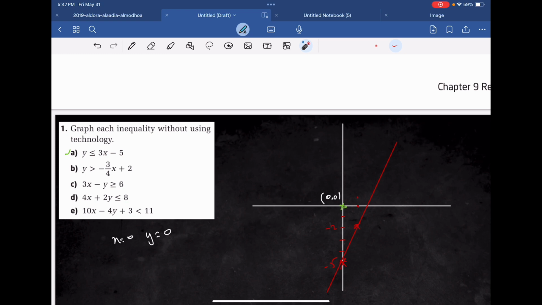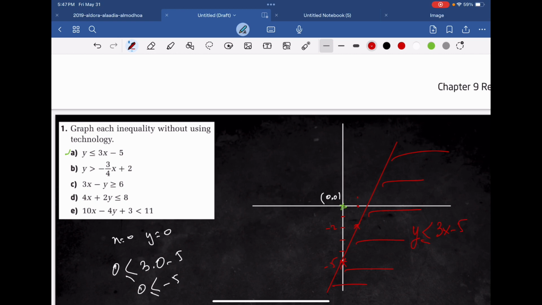So what we will have: my y is 0, so 0 is less or equal to 3 times 0 minus 5. That means 0 is less or equal than minus 5. Is it correct that 0 is less than minus 5? No, it is not correct. So this means that my point 0, 0 is not included in my equation. So the answer will be the other side. So this is my y less or equal 3x minus 5. Perfect. So we just solved that.